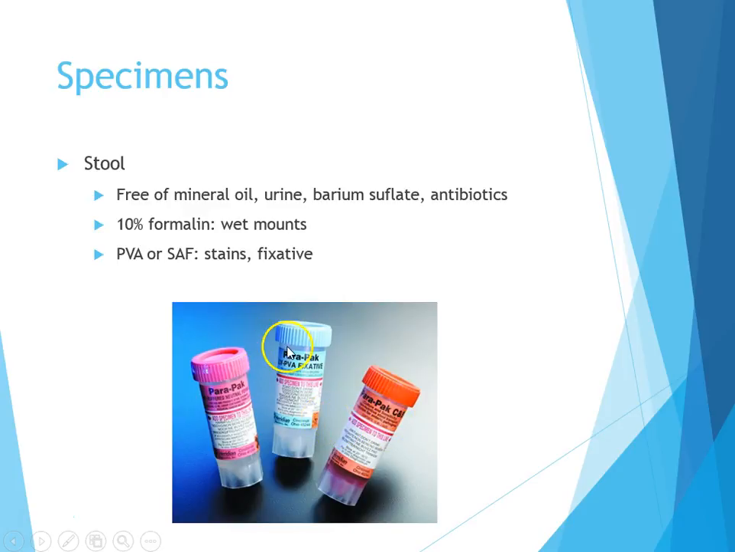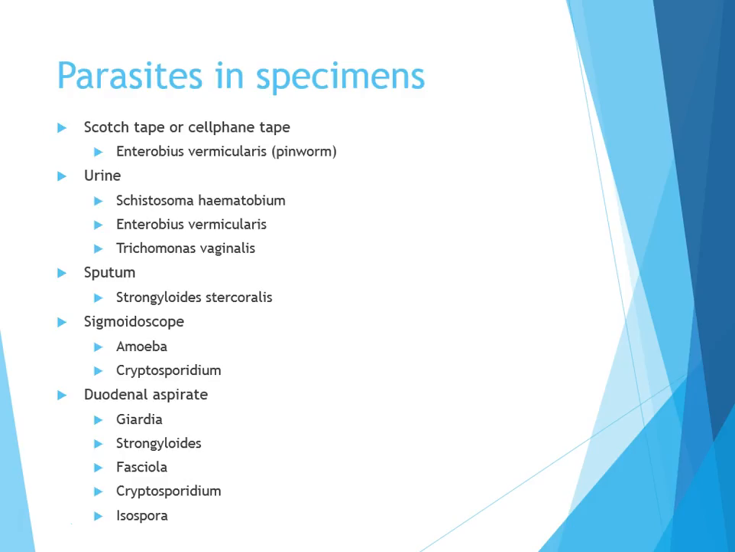And these come in different colors too. This one is pink and blue, but the ones I have are pink and gray. The formalin is for wet mounts. The PVA is for stains. The SAF is also for the stain, and that is sodium acetate. But like I said, PVA is usually used.